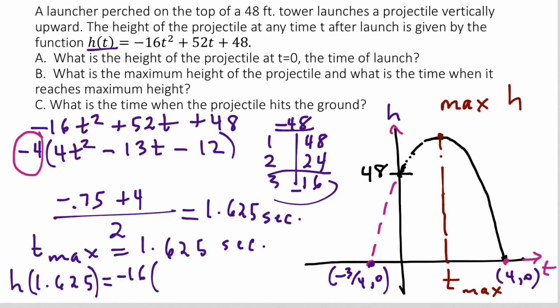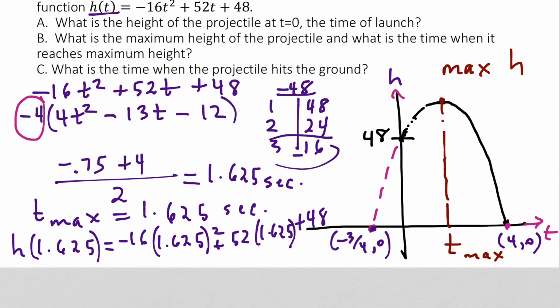You can go ahead and do this in the calculator, obviously, and I'm going to go ahead and just write this out for you. And then plus 48. If you put that into the calculator, you're going to find out that your max h, I'll just call it h max, is going to equal 90.25 feet. So that's the height it reaches before it turns around and starts heading down toward the ground.